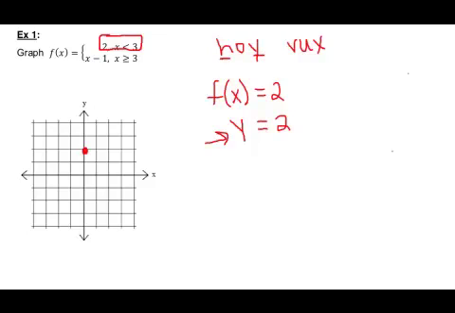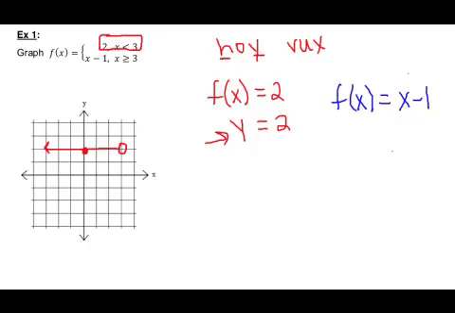Again, we know that this graph starts at x is less than 3. Since it's not "or equal to," at x equals 3 we're going to put an open circle, and then our graph is going to go to the left of that. Then we're going to look at our second function, f of x equals x minus 1. And for this one, it is x is greater than or equal to 3.